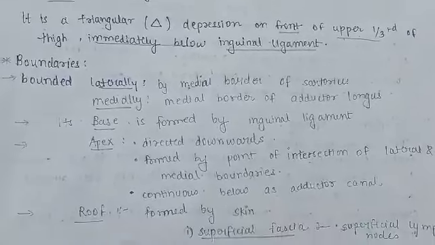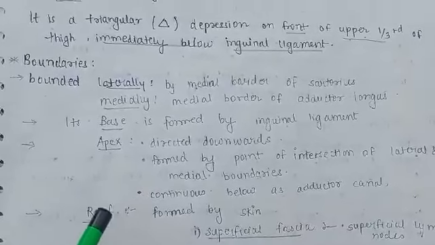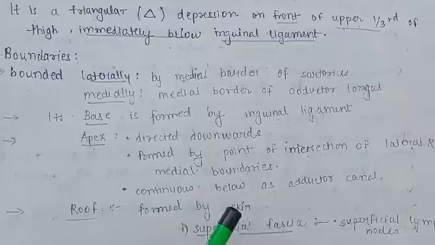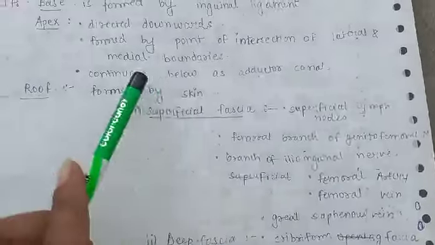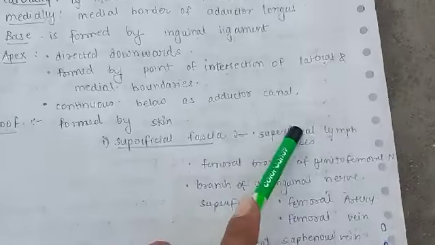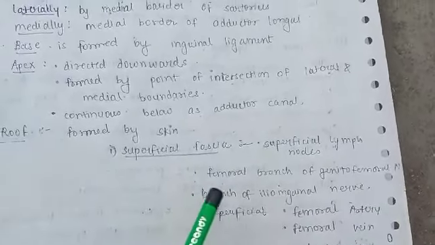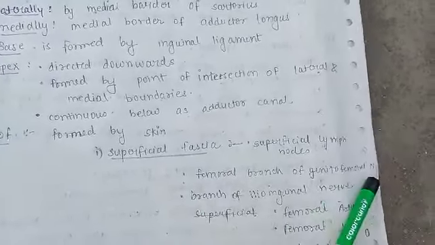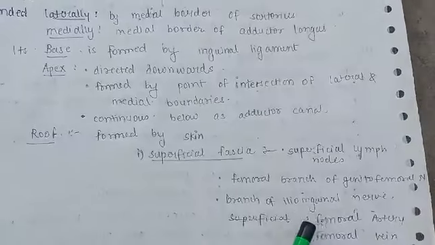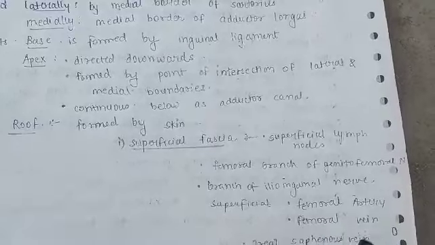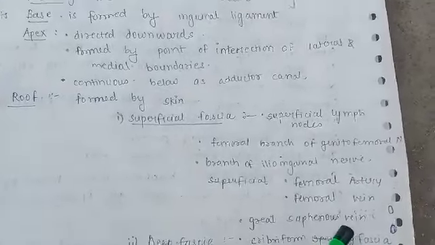Here, the apex is continuous below as the adductor canal, and the roof of the triangle is formed by the skin, superficial fascia, and the deep fascia. Superficial fascia consists of superficial lymph nodes, the femoral branch of the genitofemoral nerve, and the branch of the ilioinguinal nerve. There is also the femoral artery, femoral vein, and the great saphenous vein.